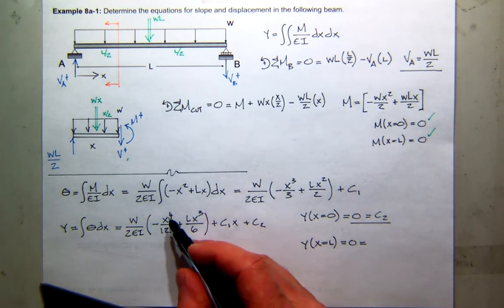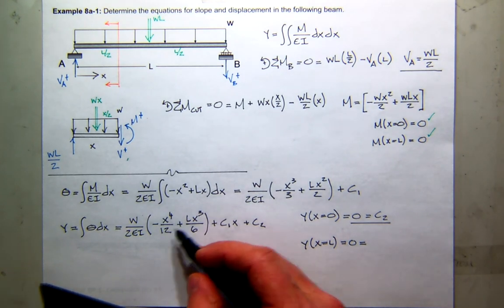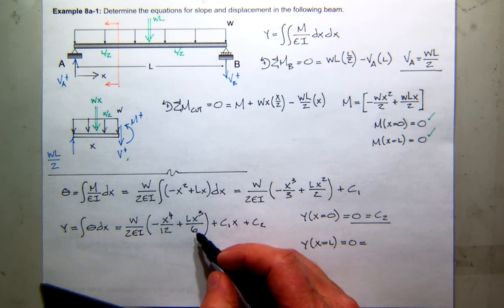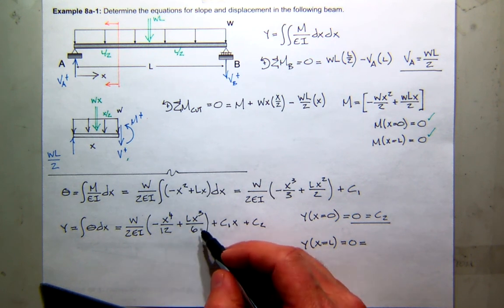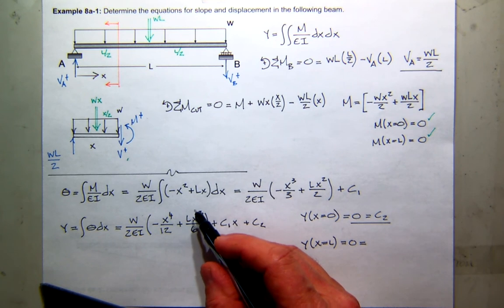So I put L here. I got L to the 4th over 12, L to the 4th over 6. If you make that a common denominator of 12, what do you get? You get L to the 4th over 12. You guys see that?